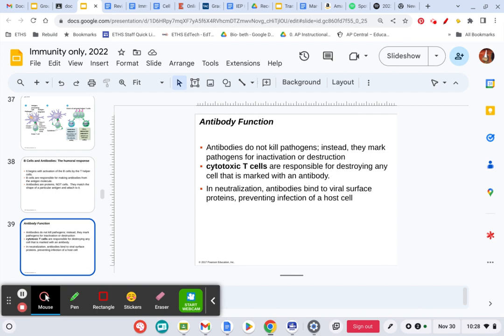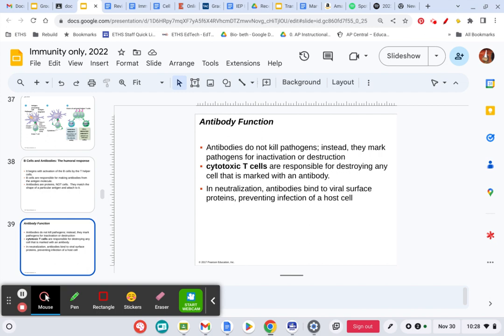Antibodies do not kill infected cells. They do not kill the pathogen. Instead, they mark them kind of like with an X that says, this one needs to go. This one needs to go. They're telling the rest of the immune system, this is not right, this is wrong, get rid of it for me. Okay, so they're directing somebody else.